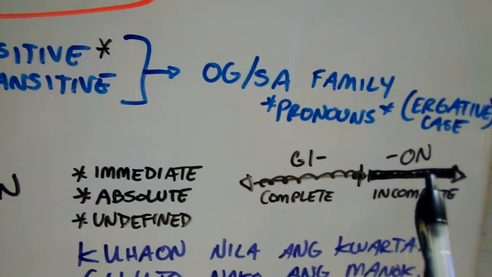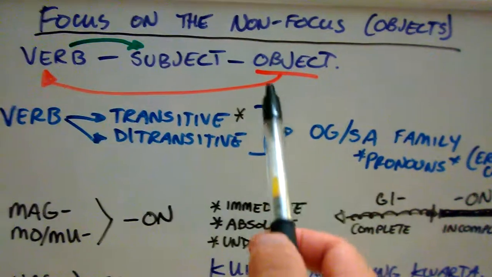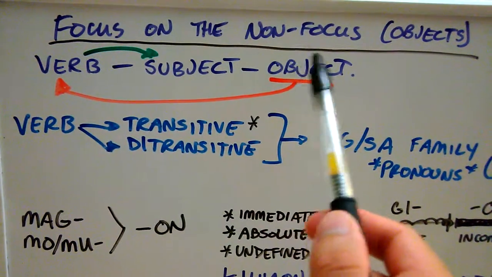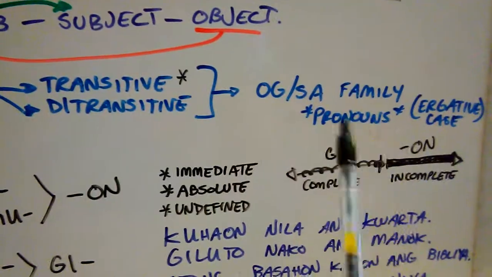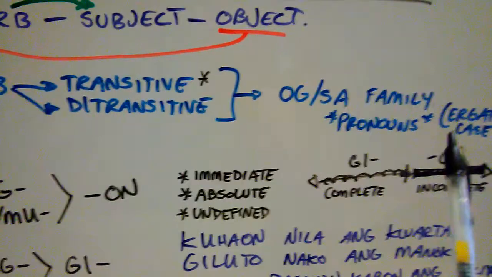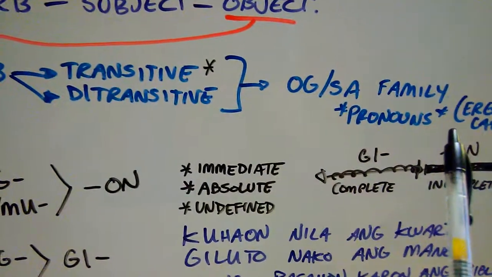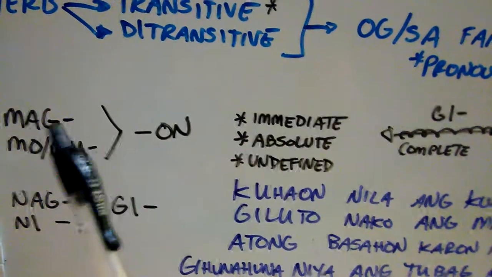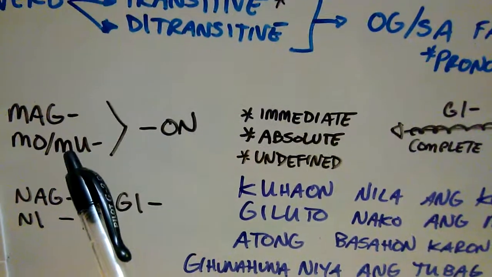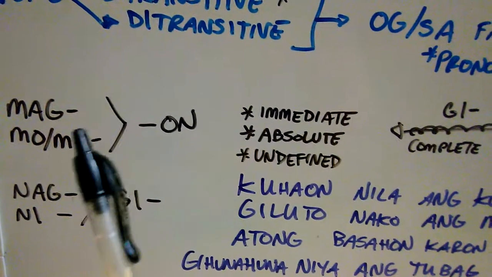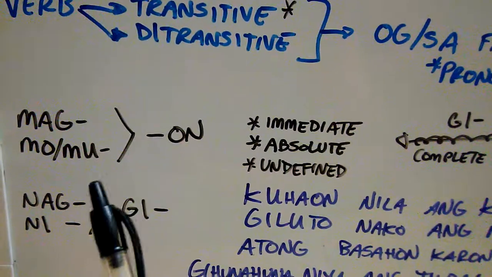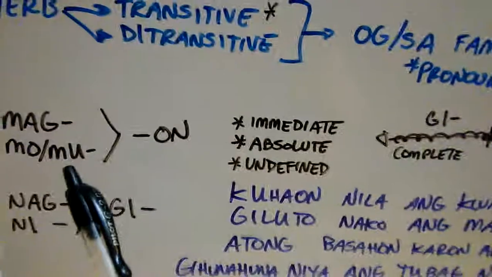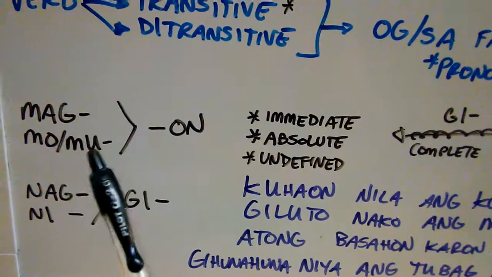But remember, gi and on are only expressed when the object of the sentence is our focus. The non-focus becomes our focus, okay? And to do so, we have to use the ergative case pronouns, and these ergative case pronouns have to agree with their verb conjugation by using gi or on. So here I wrote mag, mo, and mu. Now, in the other previous videos, mag, mo, and mu have different usages in their aspect, right? But they still represent the future. So they just have different focuses on their aspect.